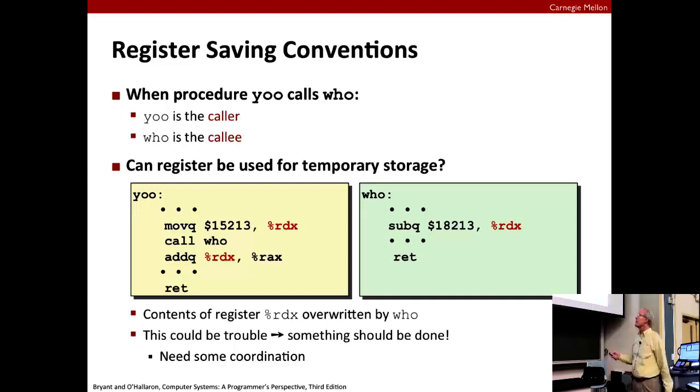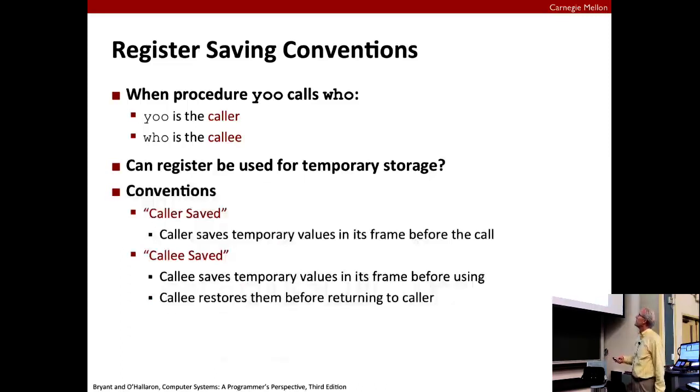And that's why we'll come up with a set of conventions. So just some terminology: when we're talking about one function calling another, it's useful to use the following words. We'll call the calling function the caller, and the function that gets called the callee.